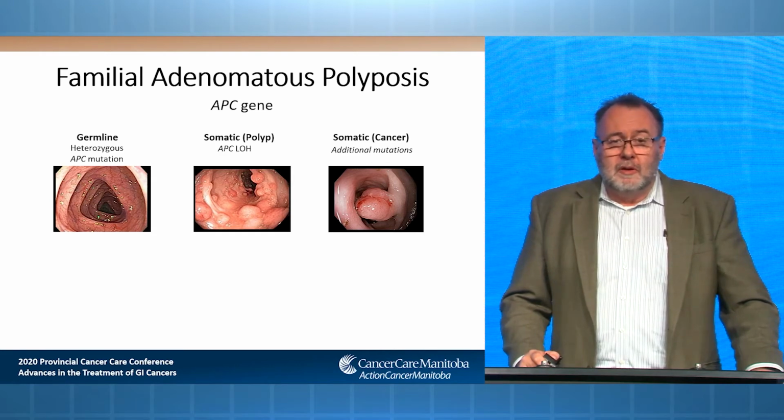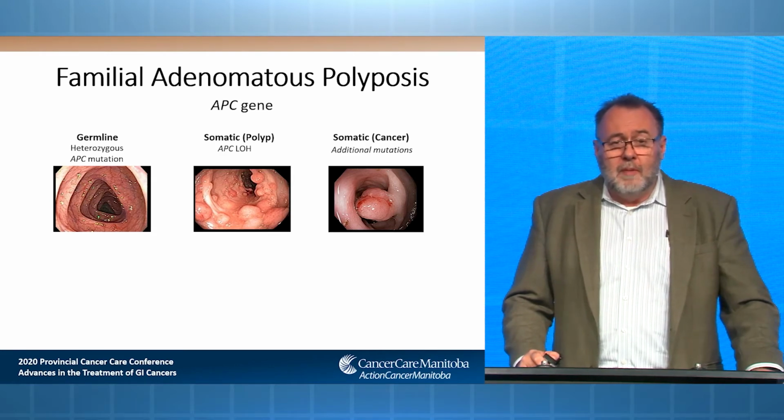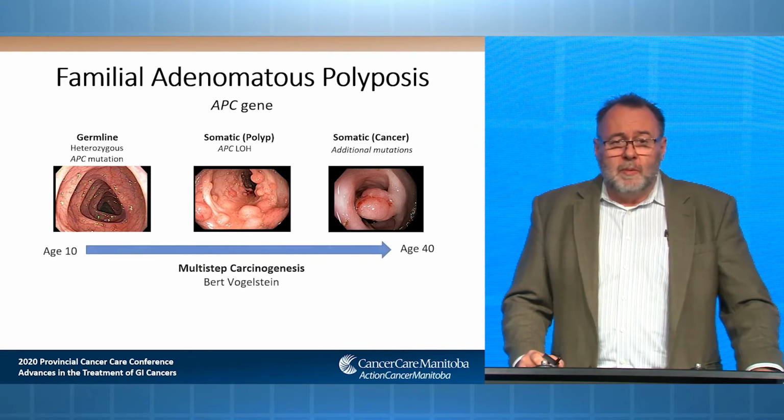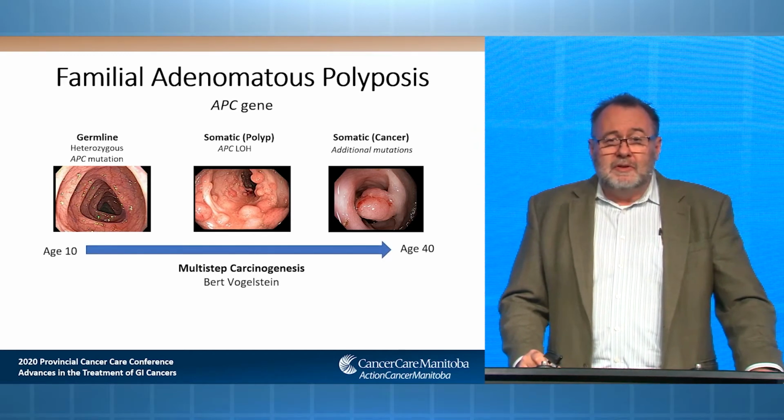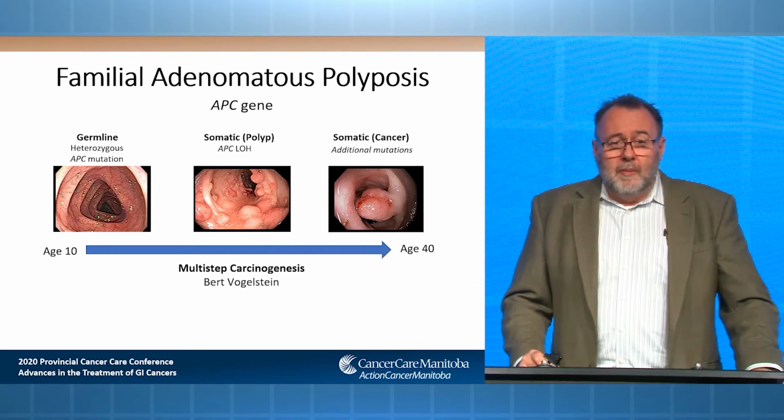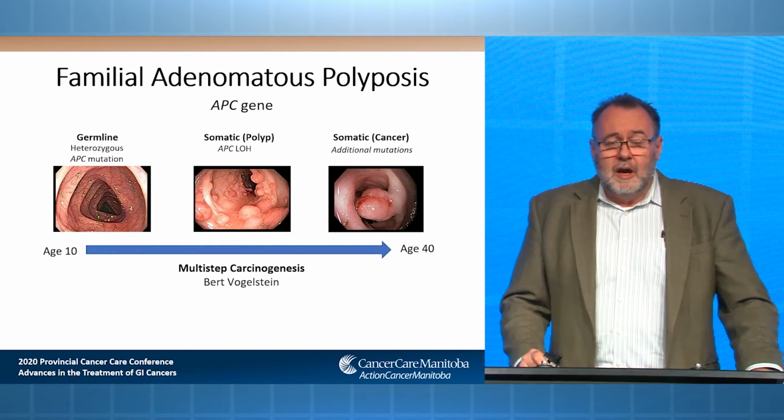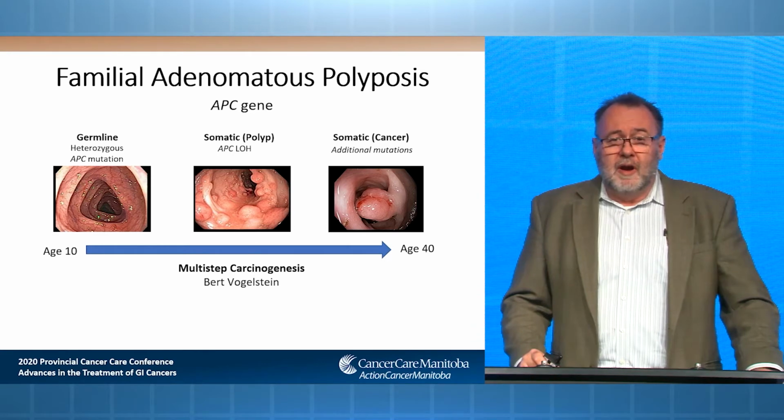But because the entire colon, and in fact the entire body, carries 1 mutant copy of APC, this happens very, very quickly. So the polyps typically begin by age 10, and often by age 30 to 40, these patients have developed significant numbers of malignant colorectal cancers. And this concept is known as multi-step carcinogenesis, which was really described by Bert Vogelstein at Johns Hopkins University, who really identified the progression model of colorectal cancer.